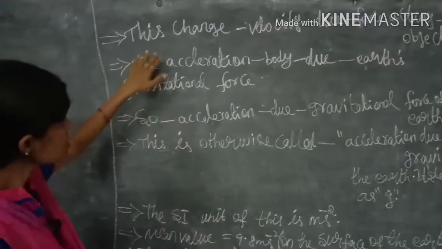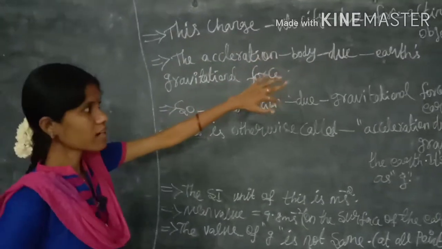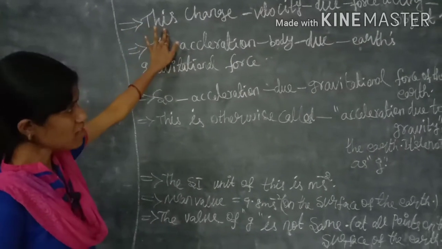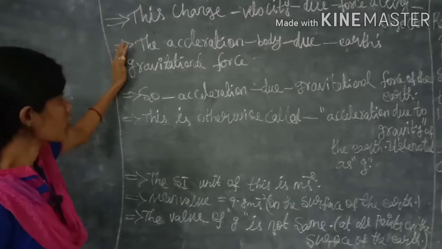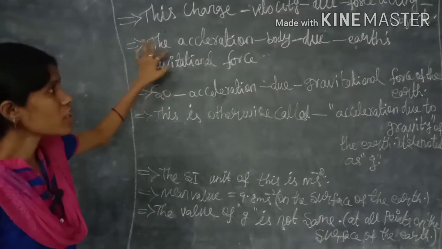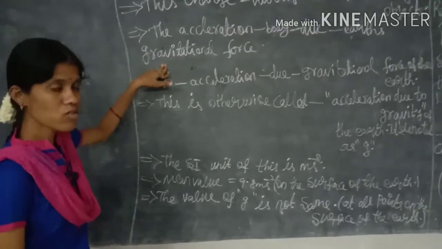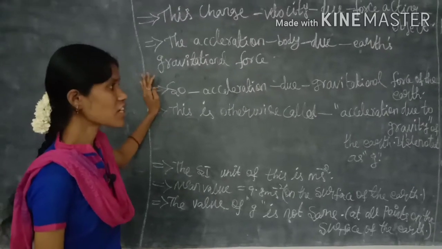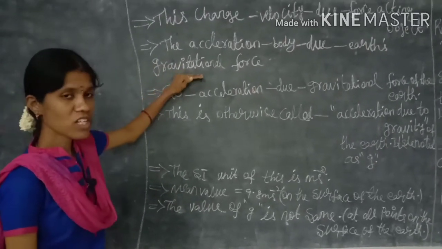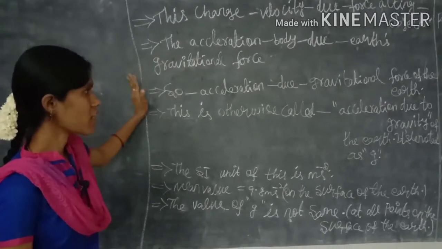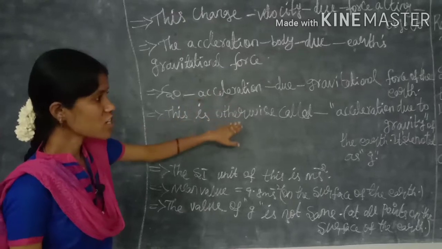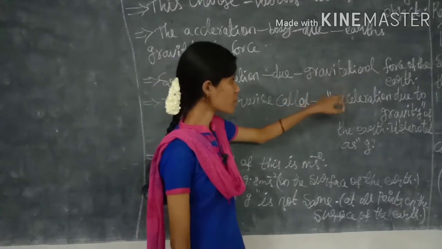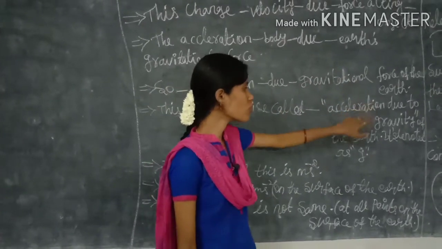Students, this change in velocity is due to the force acting on that object. Because of the force, the velocity is changed. So the acceleration of the body is due to the gravitational force of the earth. This is otherwise called the acceleration due to gravity of the earth.